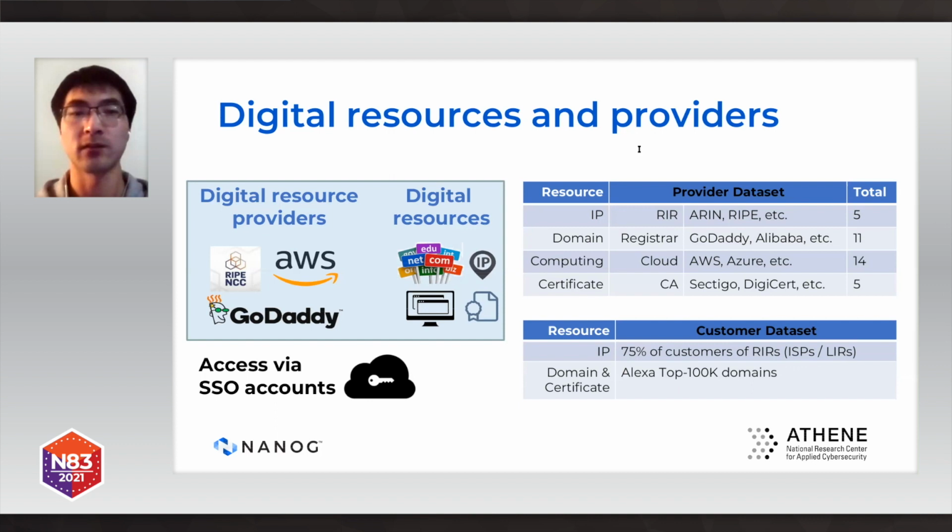In our work, we consider 4 types of providers: regional internet registries, RIR for short, from whom you can buy IP addresses, for example, ARIN and RIPE. Domain registrars, from whom you can buy domain names, for example, GoDaddy, Alibaba. Cloud providers such as Amazon AWS and Microsoft Azure. Certificate authorities, CA for short, where you can buy server certificates, such as Sectigo, DigiCert. We also perform customer-side measurements. We include 75% of customers of RIRs and Alexa top 100,000 domains as our customer database.